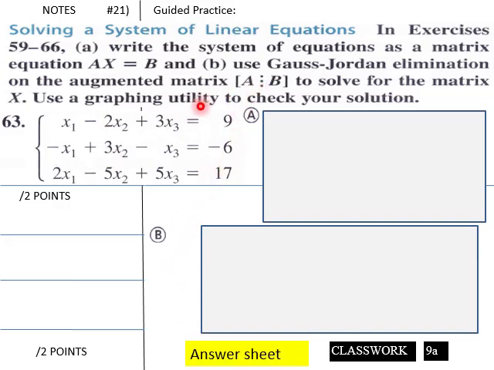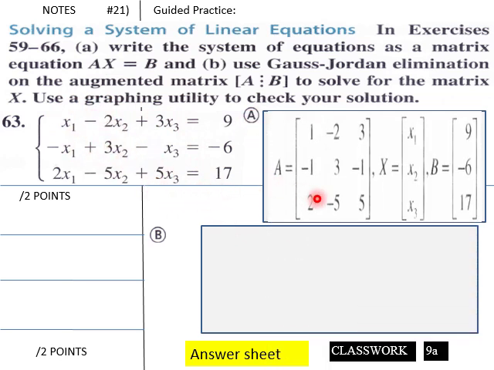Okay, let's try one. So in these exercises, A, write the system of equations, this is our A here, as a matrix equation, AX equals B, and then B, which is here, use Gauss-Jordan elimination on the augmented matrix [A | B] to solve for the matrix X. Use a graphing calculator to check your solution. So this is what we start with here. So this would be our write the system of equations as a matrix equation. So here is our A, here is our X, and then here is our B here.